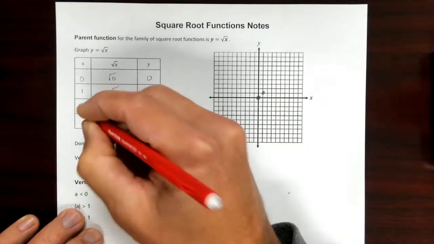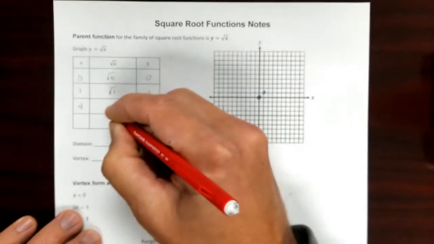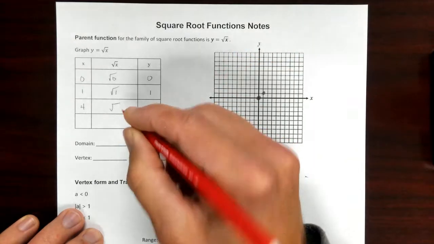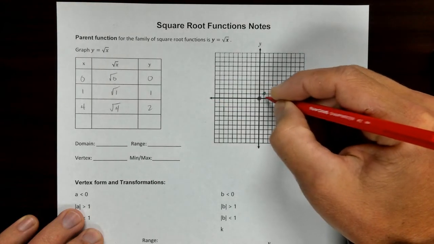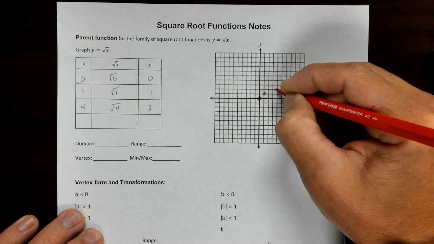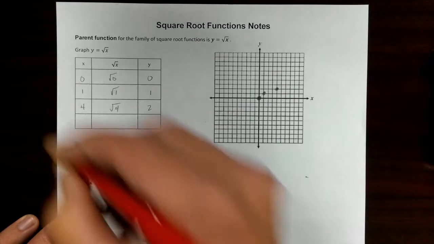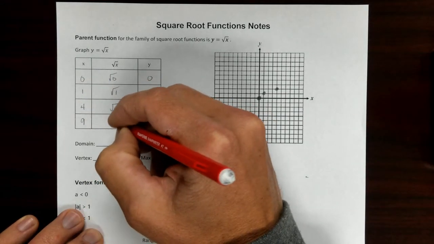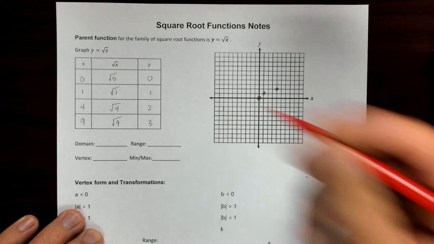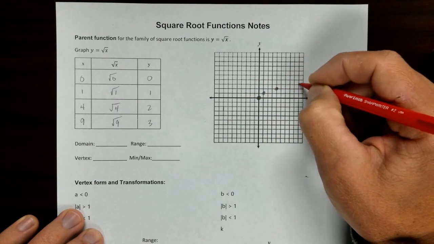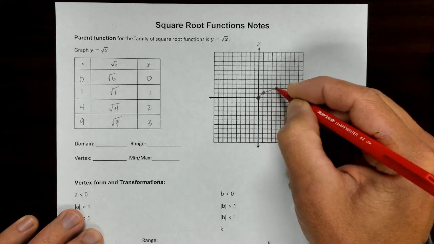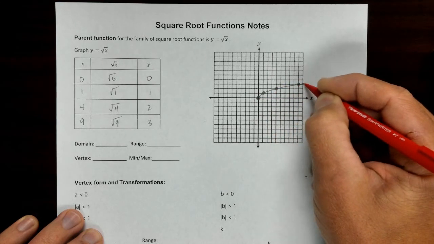Now I'm going to jump to 4 because I want, again, perfect squares, right? I want these numbers to be nice and neat. Well, the square root of 4 is the next perfect square, which is 2. So if I go over 1, 2, 3, 4, I have a y value of 2. Now I'm going to jump to 9 because 9 is my next perfect square. The square root of 9 is 3. So I've got a point at 9, 3, and your graph looks like that.